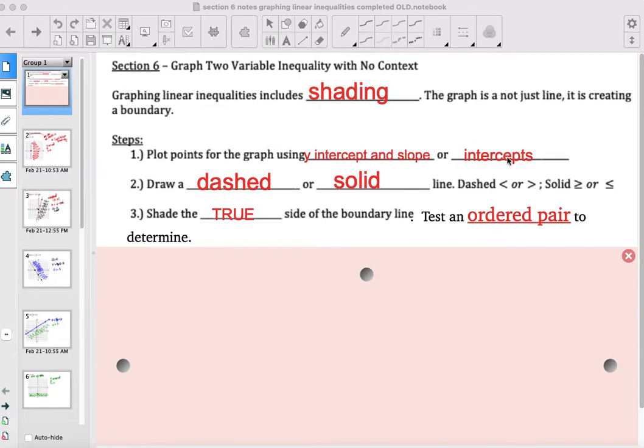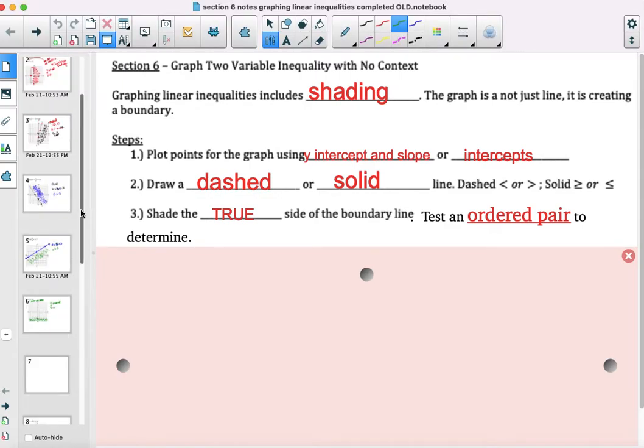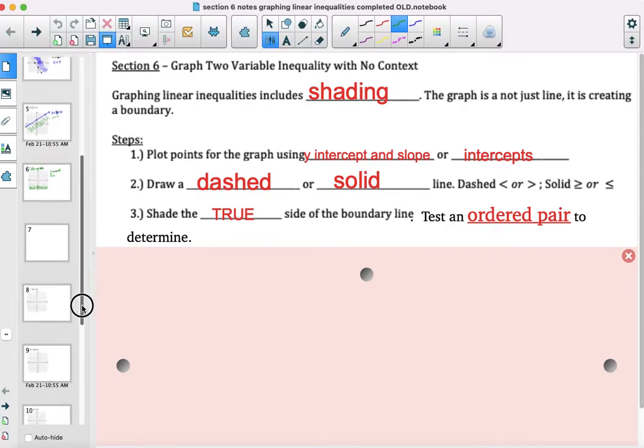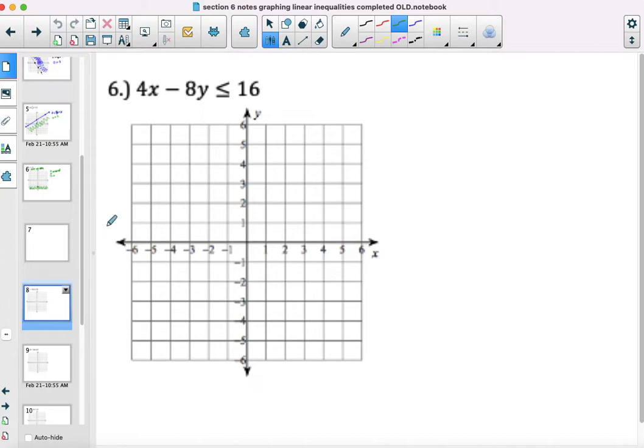So here on step 1, we're going to look at graphing with intercepts because our equations are going to be in standard form. And so we're still going to have to decide if we're going to use a dashed or a solid line. And then we're going to shade the true side of the boundary line, testing an ordered pair in order to do that. So let's go ahead and go on down to those examples, and that would be example number 6 to start with.